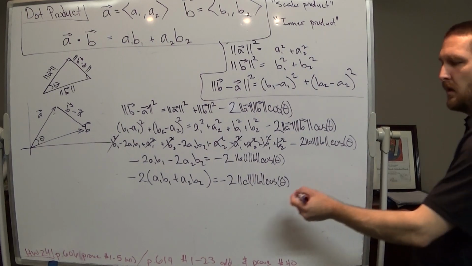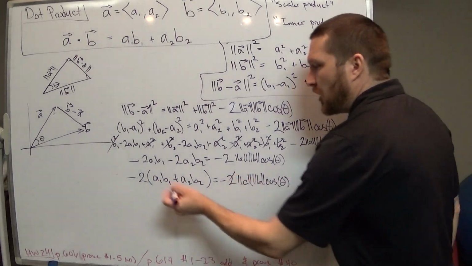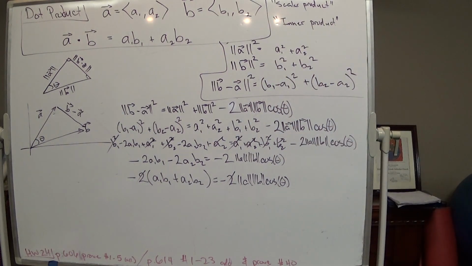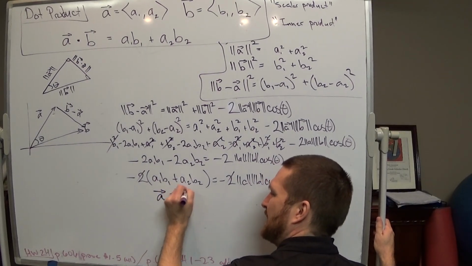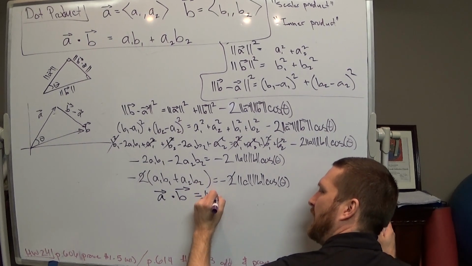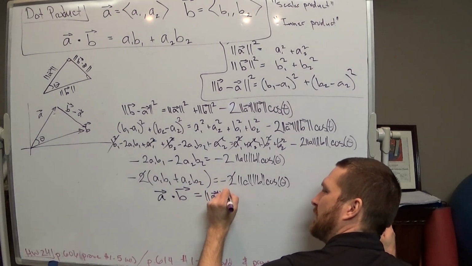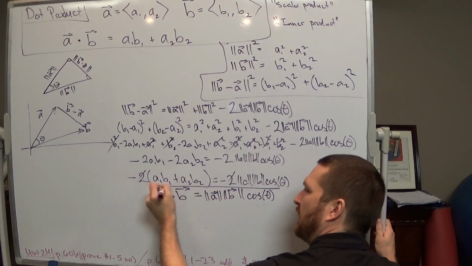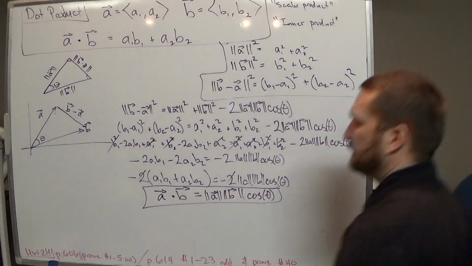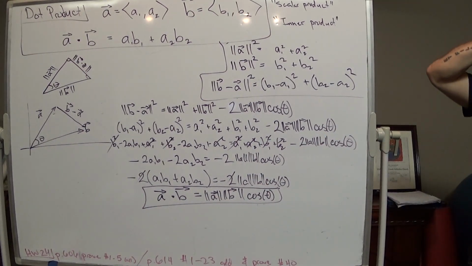But watch. So the negative 2s are gone. But look at this: a1 b1 plus a2 b2. Is that anywhere else up there on the board? Yeah, it's the dot product of A and B. So we could write this as A dot B is equal to the magnitude of A times the magnitude of B times cosine theta. That is what the dot product is. It's a measure of how orthogonal these guys are.